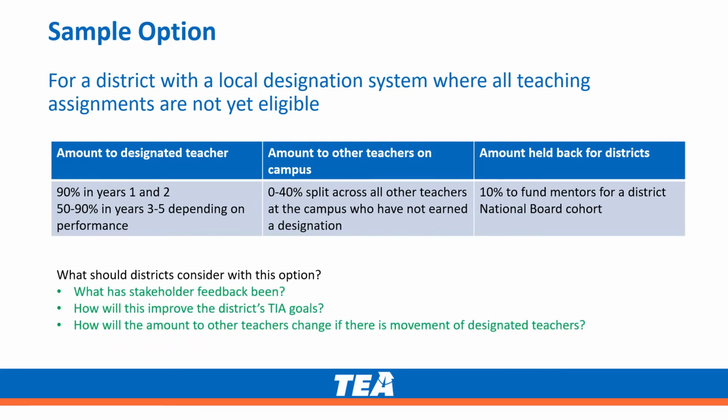First, what has stakeholder feedback been? Second, how will this improve their district's TIA goals? And then finally, how will the amount to other teachers change if there is movement of designated teachers?